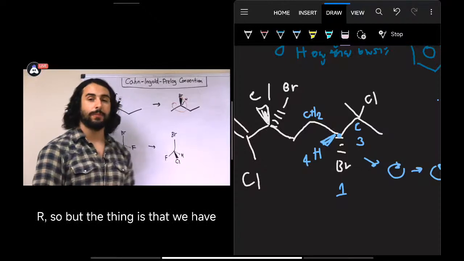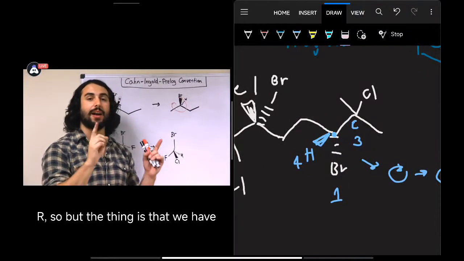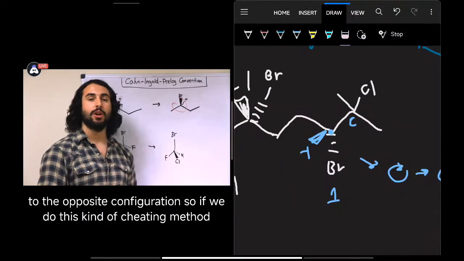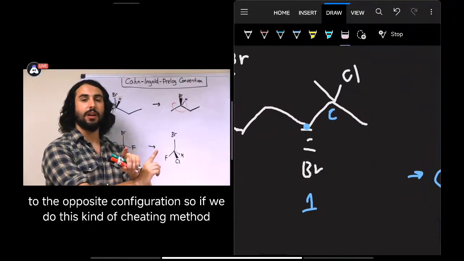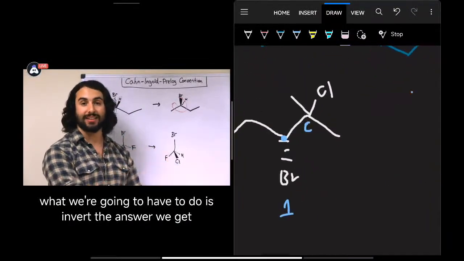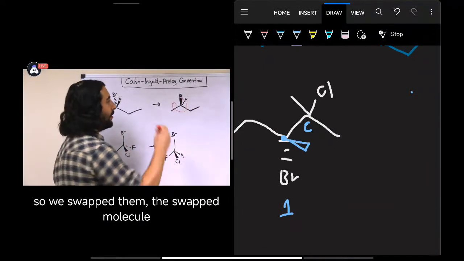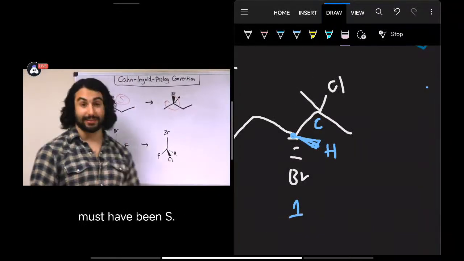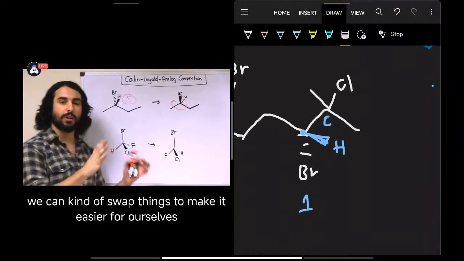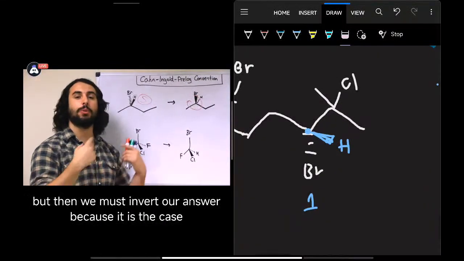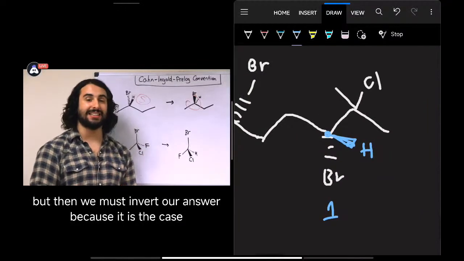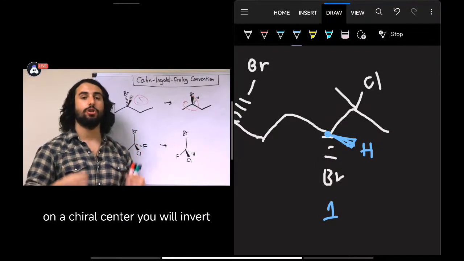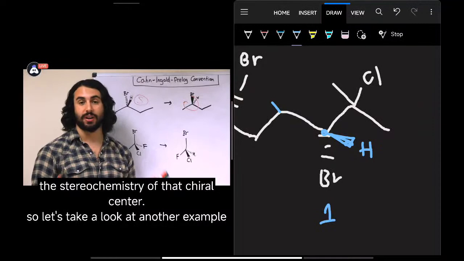That looks like R. But the thing is that we have inverted the chiral center to the opposite configuration. So if we do this kind of cheating method, what we're going to have to do is invert the answer we get. So we swapped them. The swapped molecule looks like R, therefore the original must have been S. Okay? So we can swap things to make it easier for ourselves, but then we must invert our answer. Because if you switch the position of any two groups on a chiral center, you will invert the stereochemistry of that chiral center.